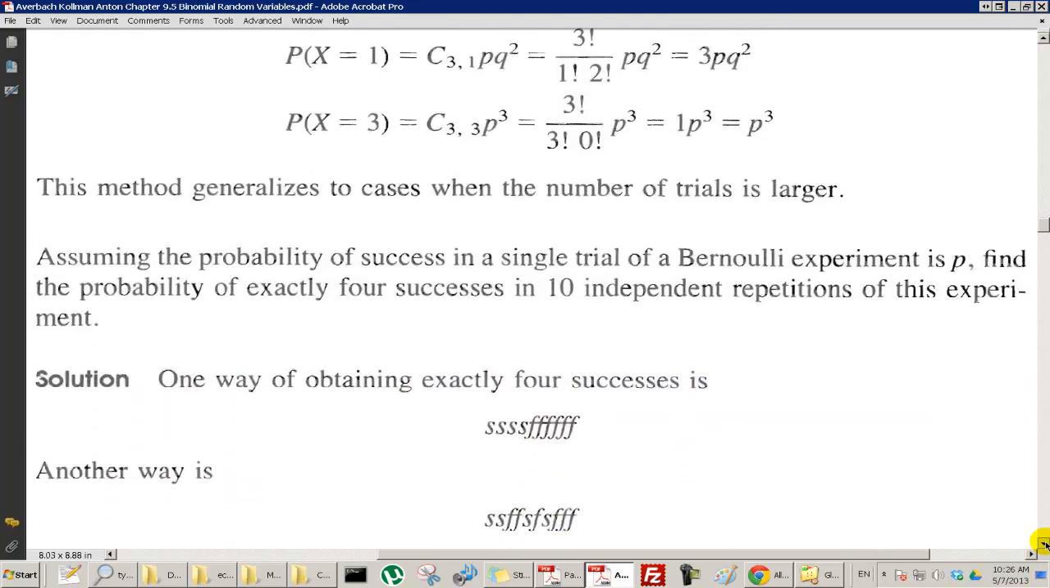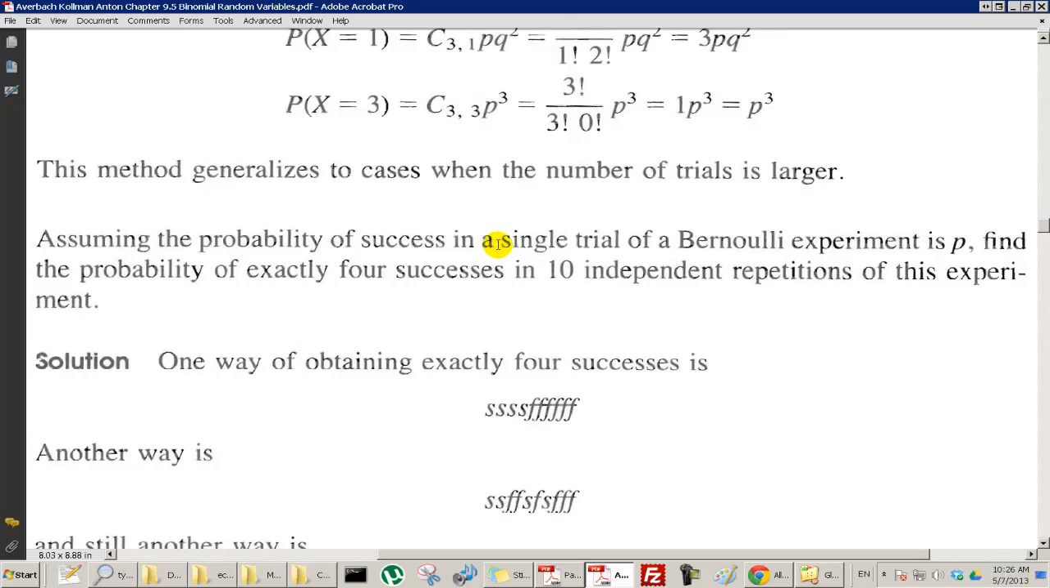So let's look at this one. Assuming the probability of success in a single trial of a Bernoulli experiment is p. So we're not talking about what the experiment is here. We're just saying assume that the probability of success is p. Find the probability of exactly 4 successes in 10 independent repetitions of this experiment. So now we're doing 10 repetitions, and the probability of success is p. Okay?